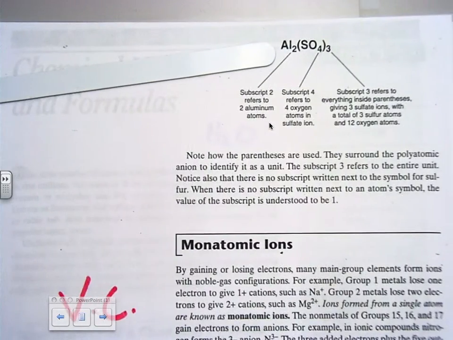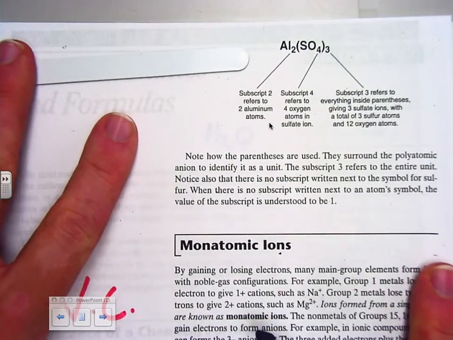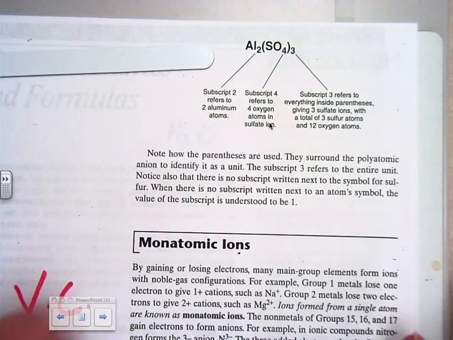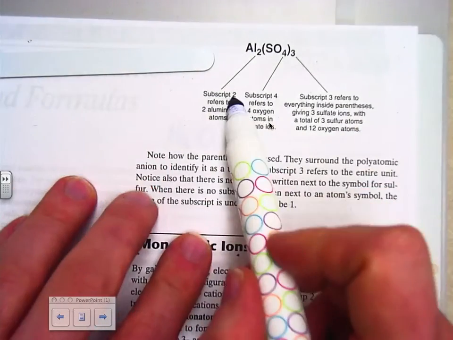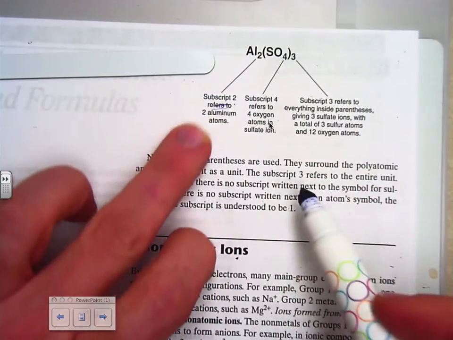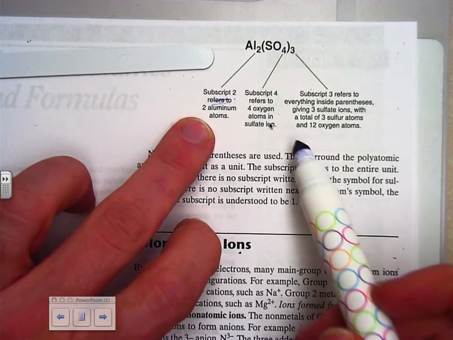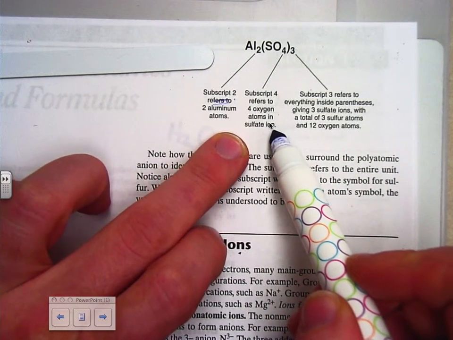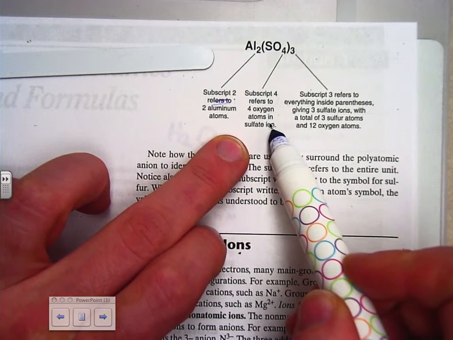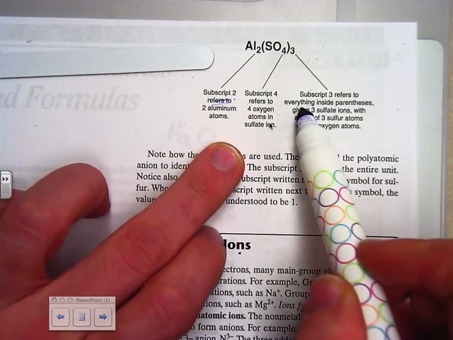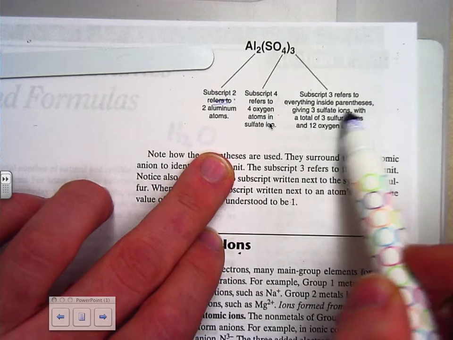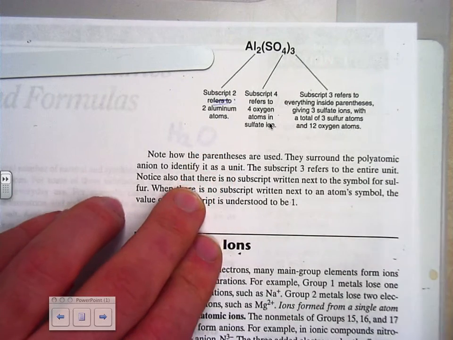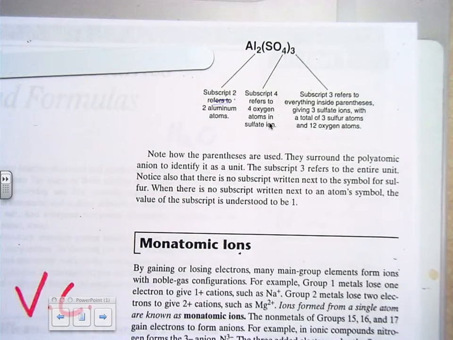So I'm on the next page, and here we go. This is an ionic compound. What does that mean? That means no electrons are being shared. It's just positive and negative ions. So it says the subscript 2 refers to 2 aluminum ions. The subscript 4 refers to 4 oxygen atoms in the sulfate ion. And subscript 3 refers to everything inside the parentheses, giving 3 sulfate ions, with a total of 3 sulfur atoms and 12 oxygen atoms.